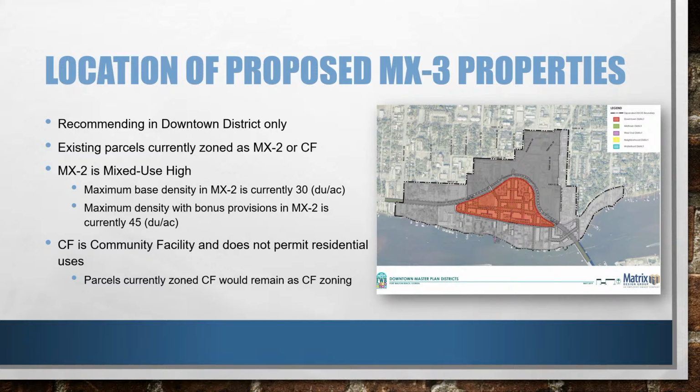And with that, currently the MX2 zoning does have a max density of 30 dwelling units per acre, like I mentioned, with a maximum bonus density up to 45 dwelling units per acre. All of this discussion here would be looking at those MX2 properties to potentially rezone and kind of upzone to a future MX3 with a higher density. We would not be touching any of those community facility zone properties throughout this process.